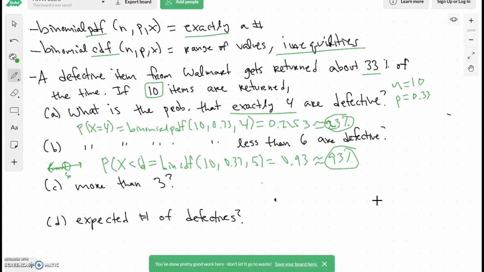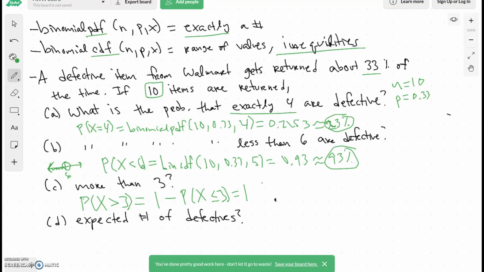Okay, what about more than 3? Well, remember, in this case the probability of x being greater than 3. Now remember, what do we know about binomial CDF? It can only take values that are less than, right? So we have to do 1 minus the probability of x being the opposite of that, which is less than or equal to 3.